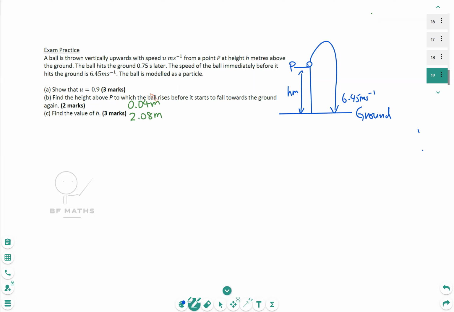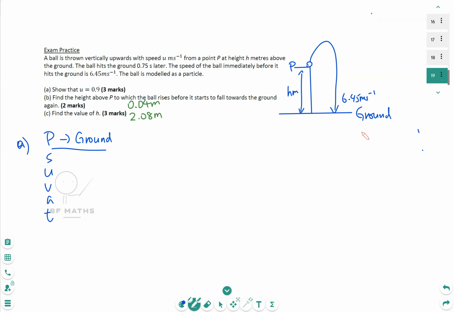The ball is modelled as a particle. Show that u equals 0.9. Well, we're only given 2 points, the point P and the point ground. So we just go from P to ground, using SUVAT. Okay, question A.